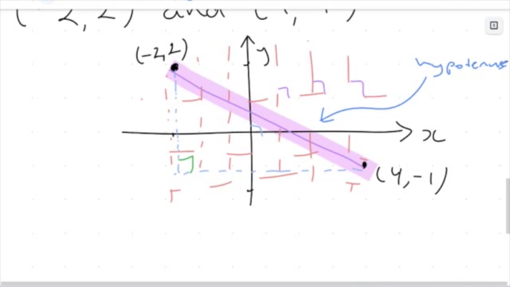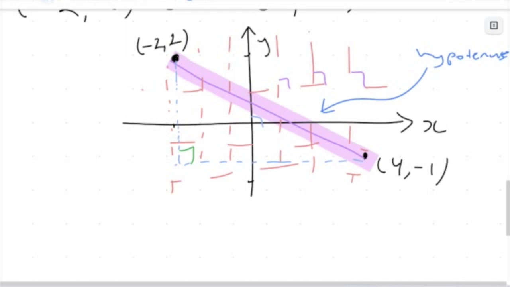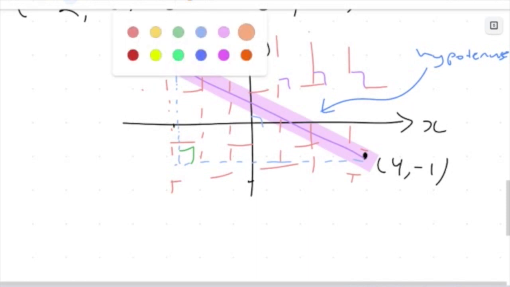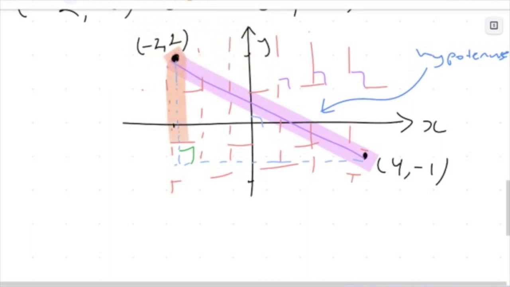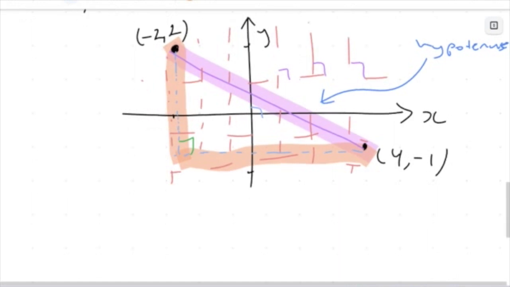Ran out of space. So what I need to be able to find this hypotenuse is I need this length here, and I need this length. Now, how can I do that? Well, I can simply just count.